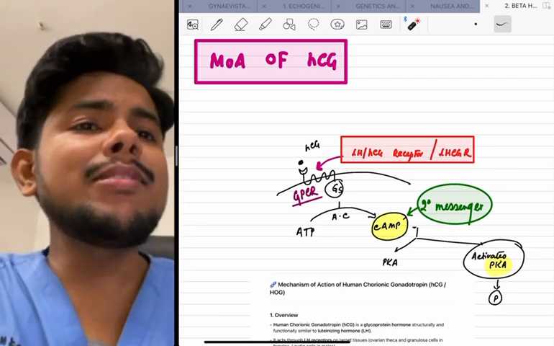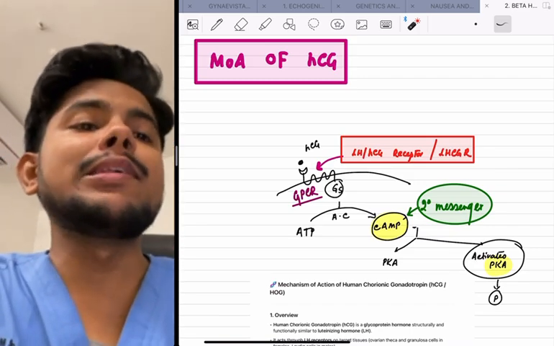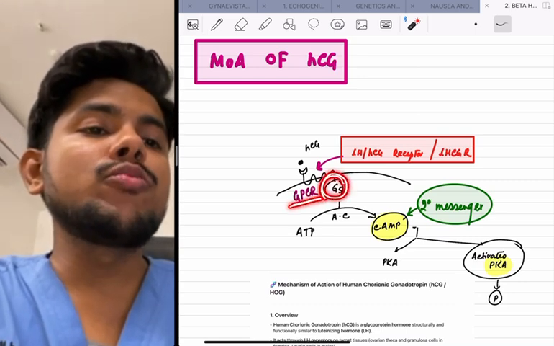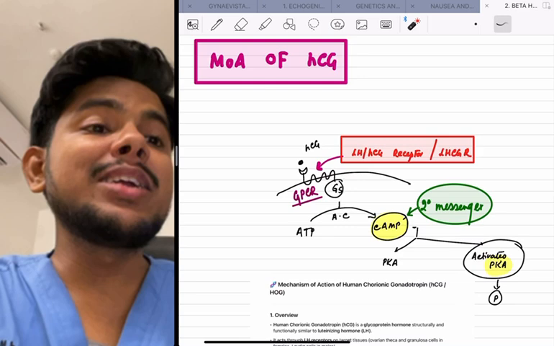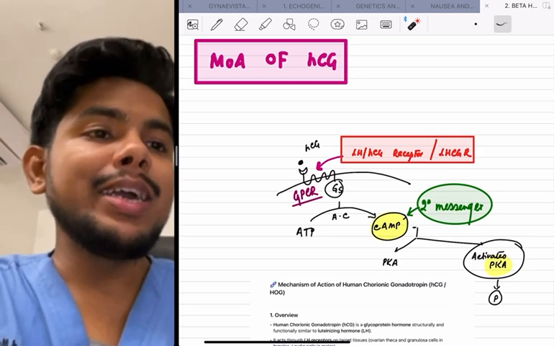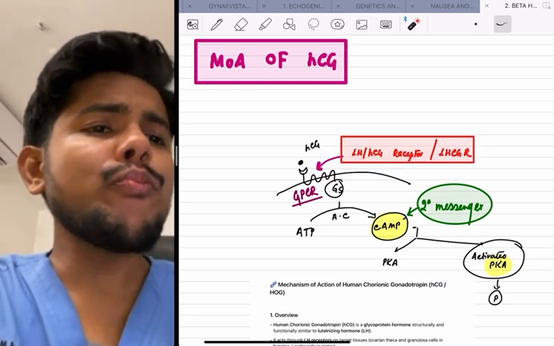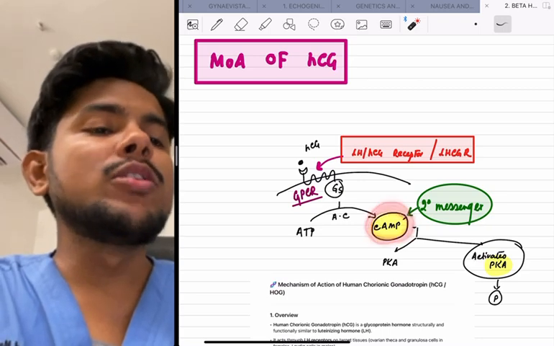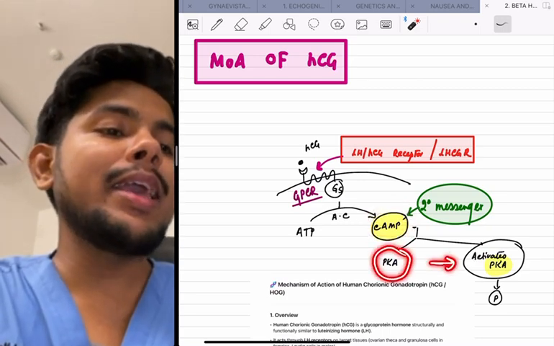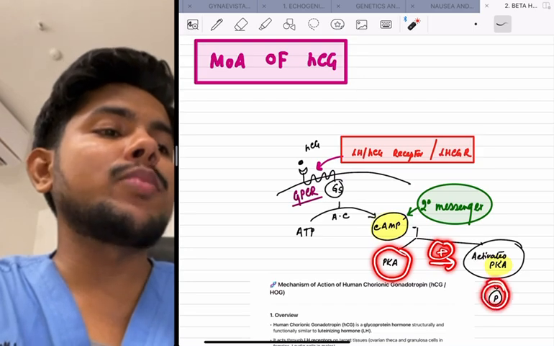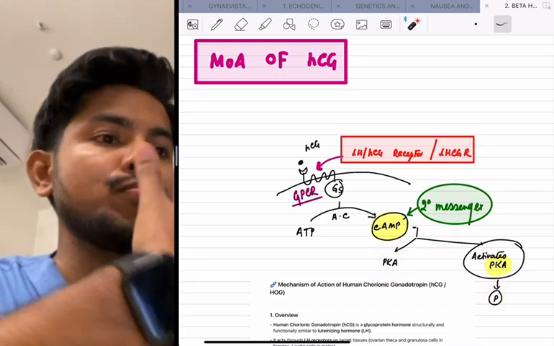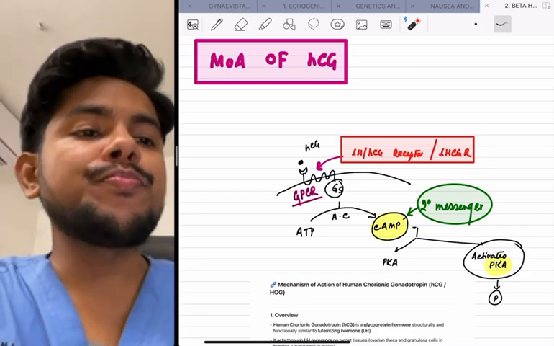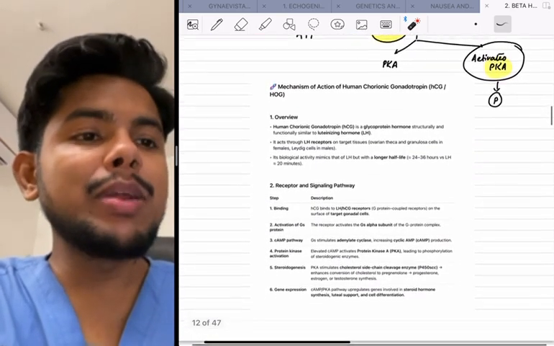All right, so that is the basic mechanism of action of hCG. The receptor is a G protein coupled receptor. It is bound with the GS. The receptor itself is called the LH-hCG receptor. The secondary messenger is cyclic AMP, which is going to activate protein kinase A, and it is going to phosphorylate different cellular proteins, and shows its biological function. Am I clear with this?